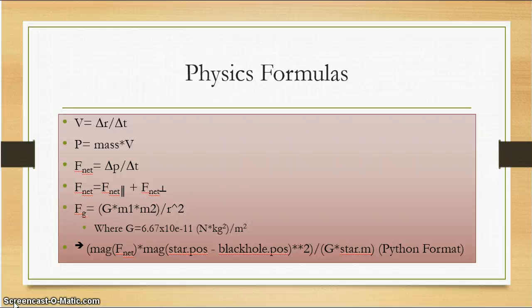I used and derived the formula to find m2, which is the mass of the black hole. This formula states that the magnitude of the net force times the magnitude of the distance between the two masses squared, over the product of G times the mass of the star, would equal the black hole's mass.